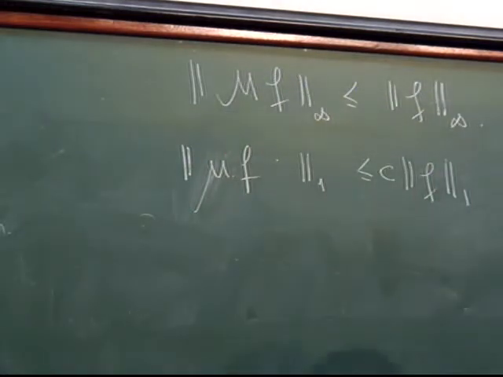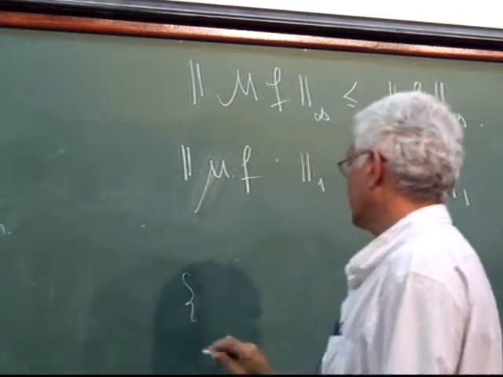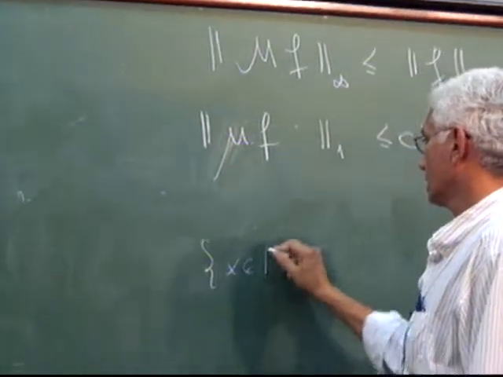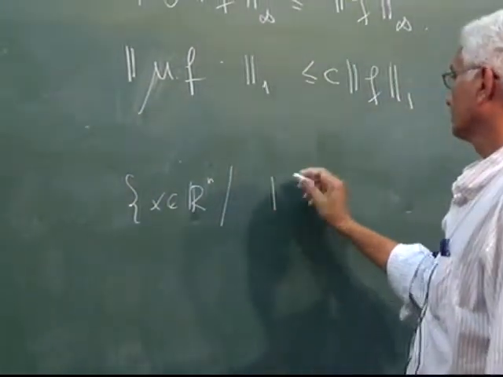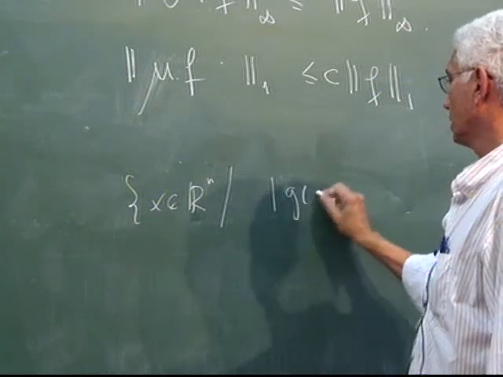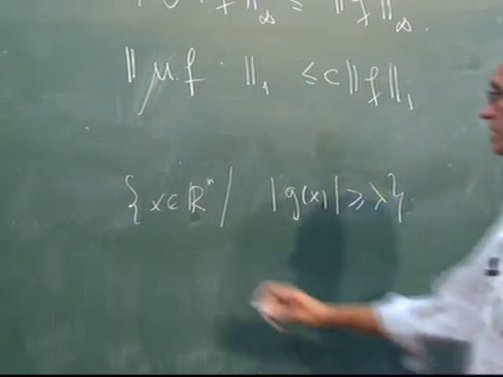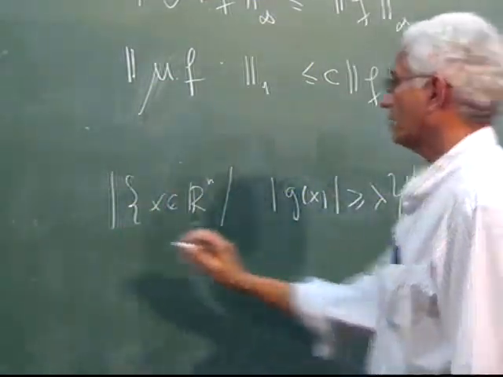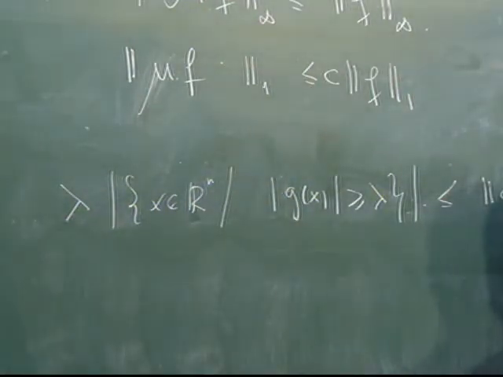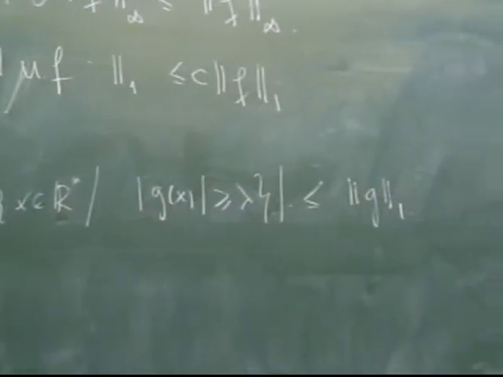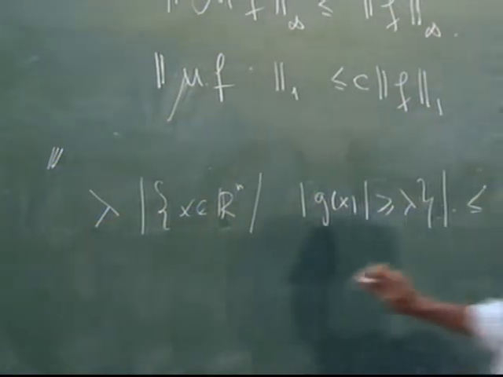Okay, the maximal function. But we have this. You take the set where you are larger than lambda, and you measure this set, and you multiply by lambda. This is less than the L1 norm of g. Right? Let's prove this is Chebyshev inequality in L1, for all lambda positive.